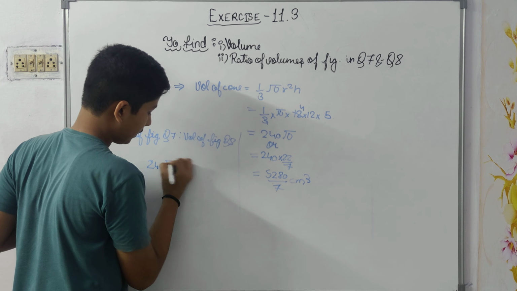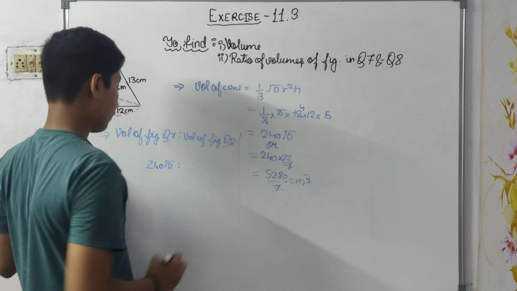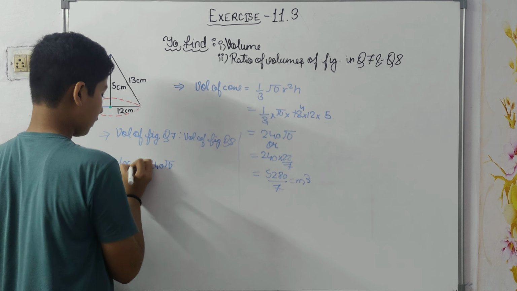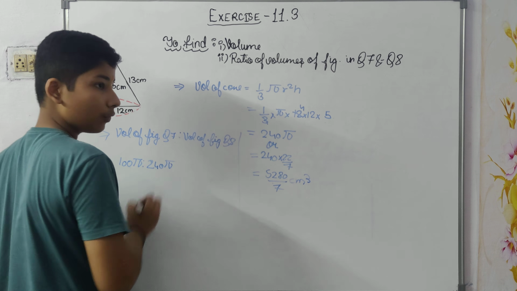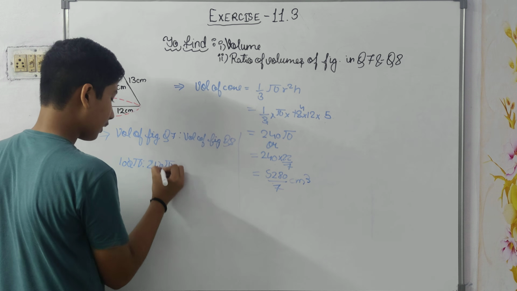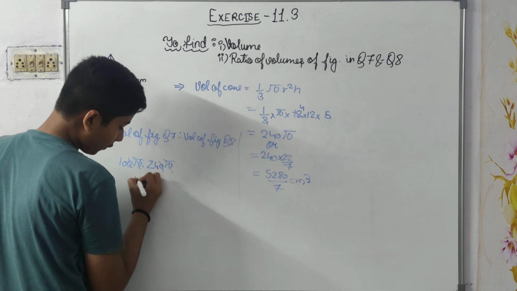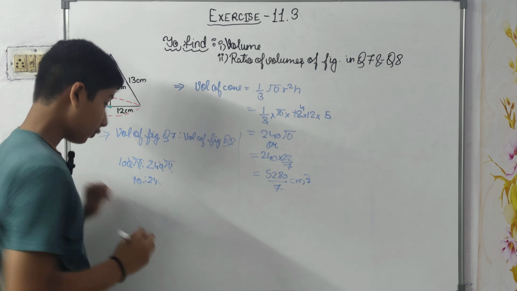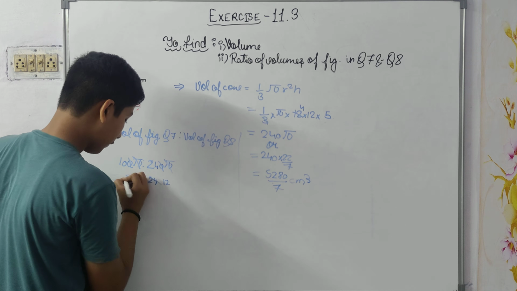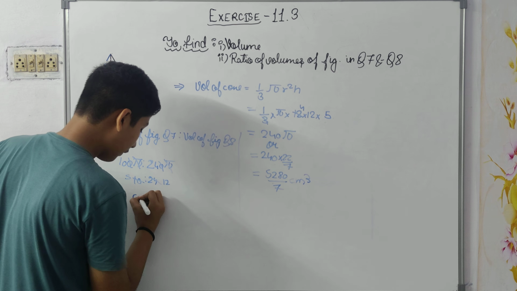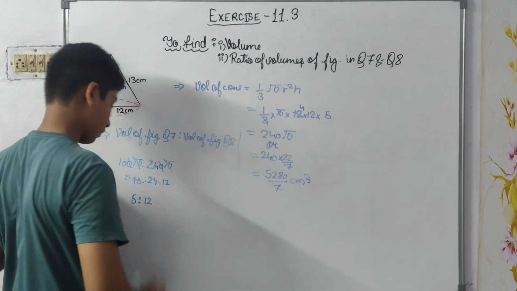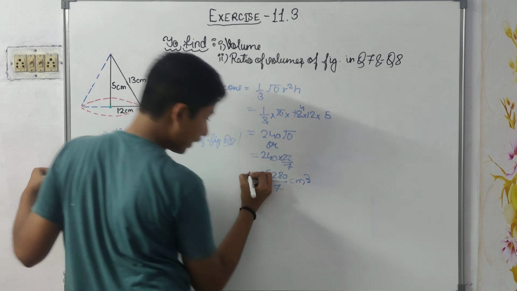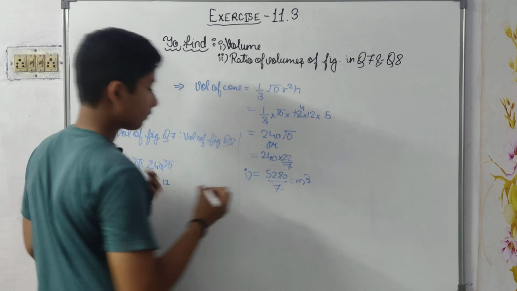240 pi ratio. What was, wait, question 7, it was 100 pi. But now it is 240 pi. 100, this 0 cancels, pi cancels. It would be 10:24. Now this will be cancelled by 2. So this would be 12, this would be 5. So our answer will be 5:12 as the ratio. This is the answer of the second one. This was the answer of the first one.